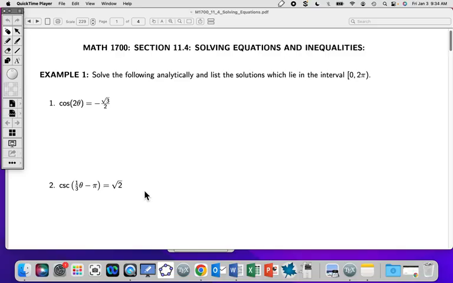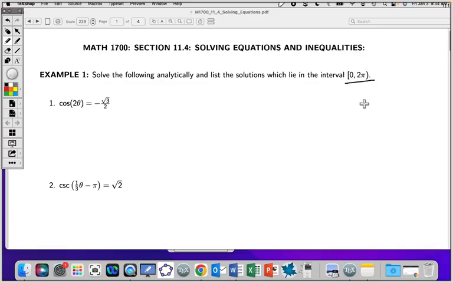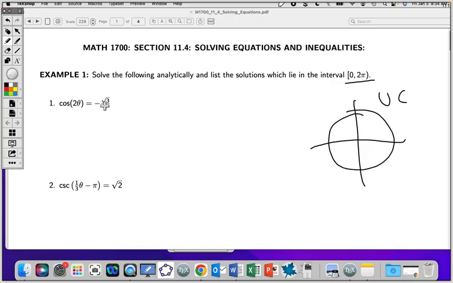So here in example 1, it asked us to solve the following analytically and list the solutions which lie in the interval from 0 to 2 pi, including 0, excluding 2 pi. So we think about the unit circle here, what we're looking for. We're talking about this interval here from 0 to 2 pi. On the good old unit circle, we're looking at angles that start here and then wrap around back to 2 pi. We don't include the 2 pi because that's coterminal with 0, and so this should capture everything that we want to talk about here.